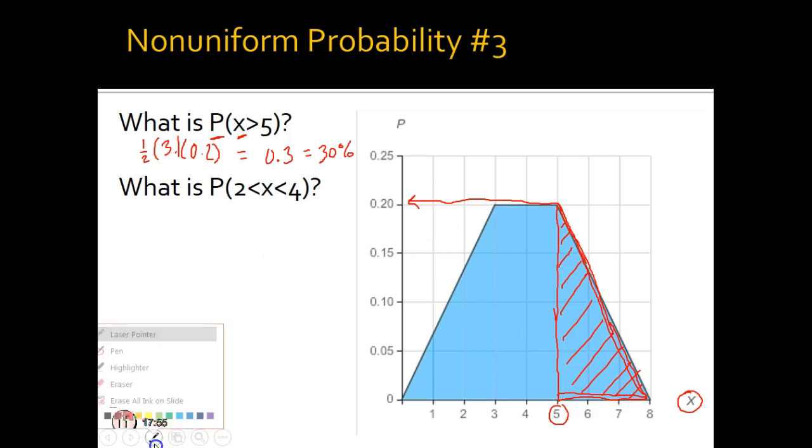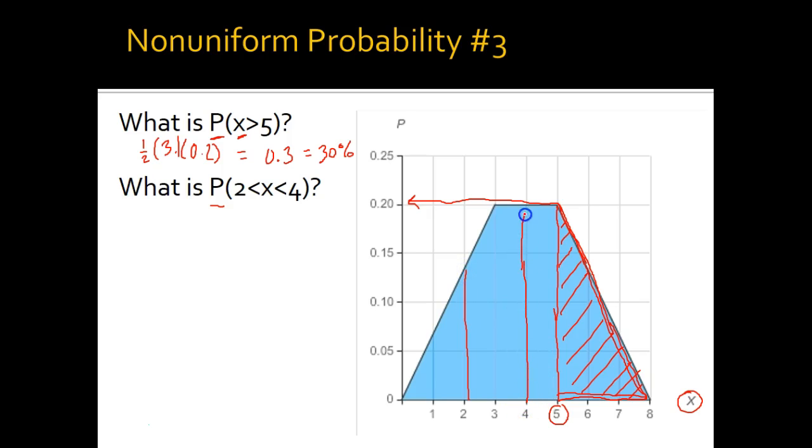Okay, let's do the second question here. Same format. What is P, this probability, of 2 less than x, which is less than 4? So this time we're asking, what's the probability that we're between 2 and 4? So this is a different region here. And we need to figure out how we're going to find the area of that region that's not actually a standard shape. It's a partial shape.